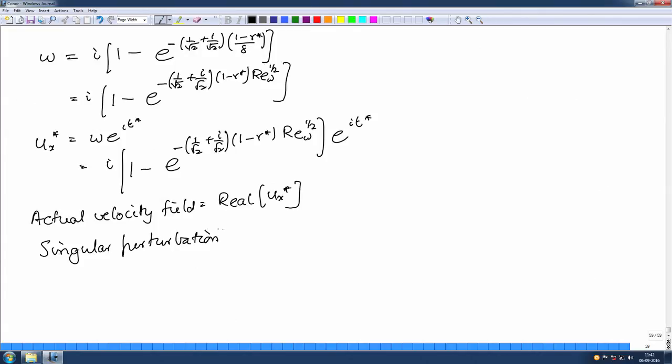This is called a singular perturbation solution. And this is often used in what is called boundary layer theory. And convective effects are large compared to diffusive effects.